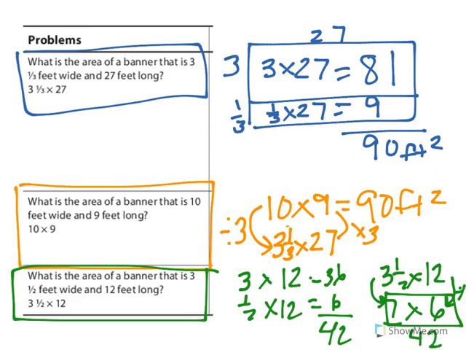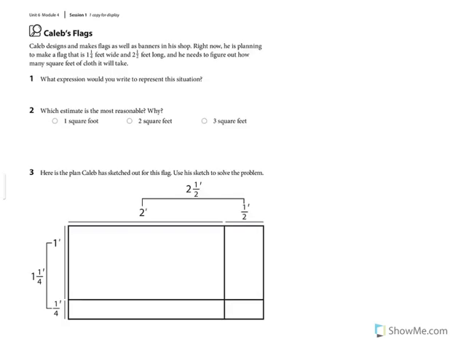So all of this is to say there are a lot of different strategies that we can use to help us find the area of a mixed number times a whole number. Okay, so that's what we're going to be practicing for the remainder of our lesson. Today we're going to be helping out our friend Caleb, okay? Caleb designs and makes flags as well as banners in his shop.